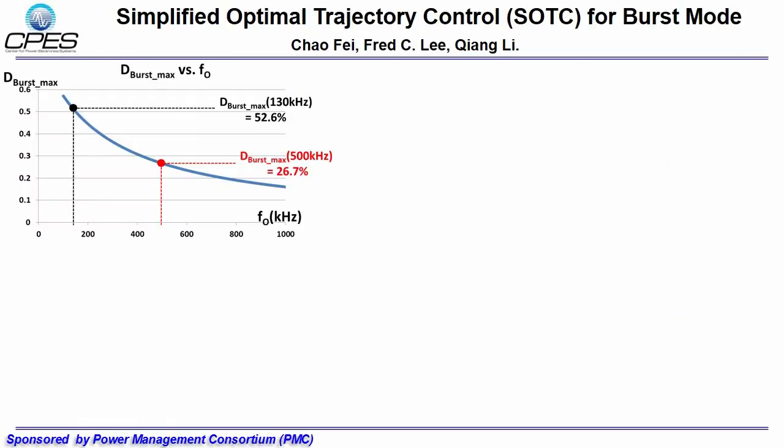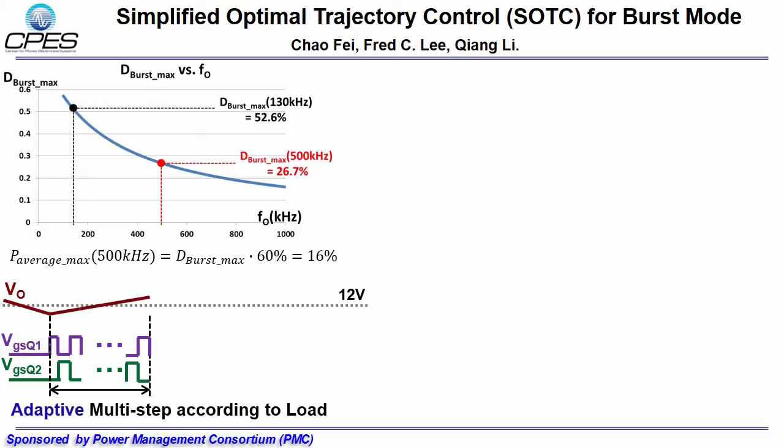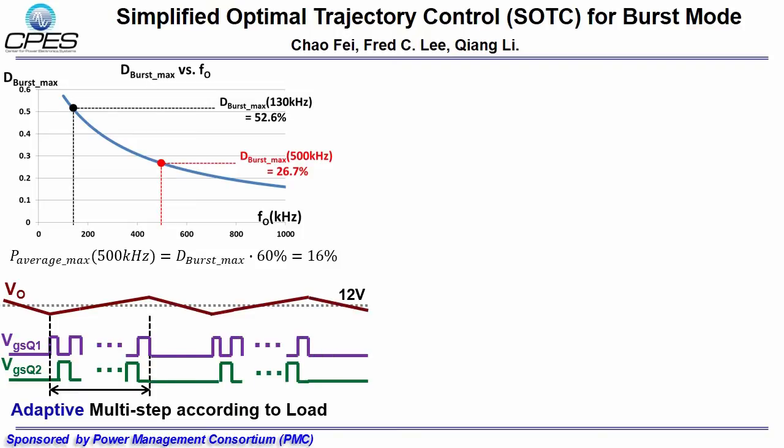This curve is the maximum burst duty cycle versus resonant frequency. For a 130 kHz LLC converter, the maximum burst duty cycle is more than 50%, which is not a problem. For a 500 kHz LLC converter, the maximum burst duty cycle is around 26%, which means if burst power is 60%, maximum burst average power is only 16%. To solve this problem, adaptive multi-step according to load condition is used to increase the maximum burst duty cycle. The basic control scheme is still the same.